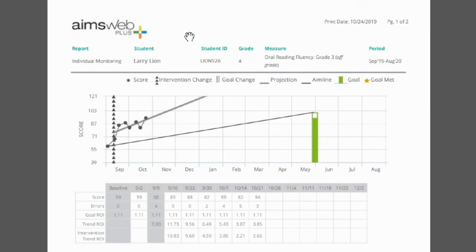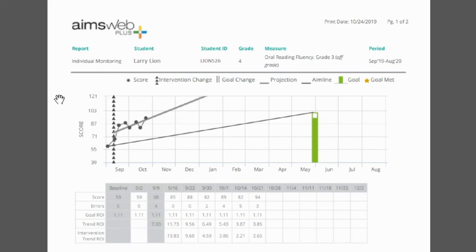For instance, this is an oral reading fluency individual monitoring at the 3rd grade level for Larry Lyon, who is actually a 4th grader. This graph does look a little bit different from the benchmarking graph because it shows skills across weeks and months, and not just at very specific benchmarks or time periods. In this graph, the student's score is represented as a small black dot, and each time a student is monitored, a new score is added to the graph.